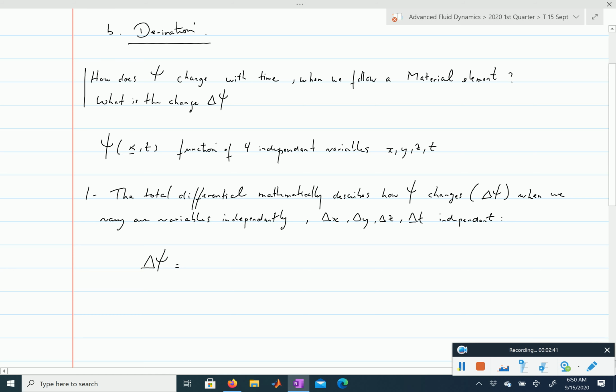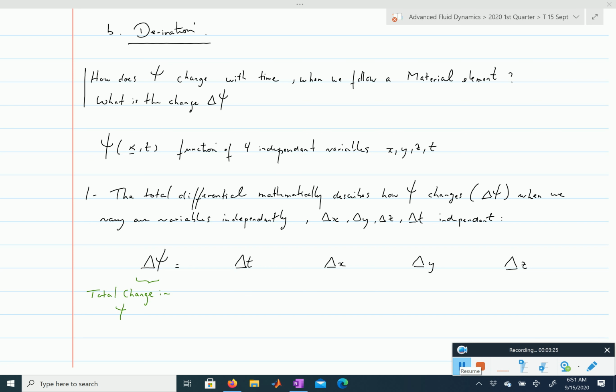And that is, the total change in psi is due to the fact that we change time, so we're looking at a later time, is due to the fact that we may have moved a certain delta x, which we choose independently, and we may have moved by a certain delta y, and that we may have moved by a certain delta z. All of our variables are independent, and so we can choose these delta t, delta x, delta y, delta z in principle independently because psi is a function of 4 independent variables.